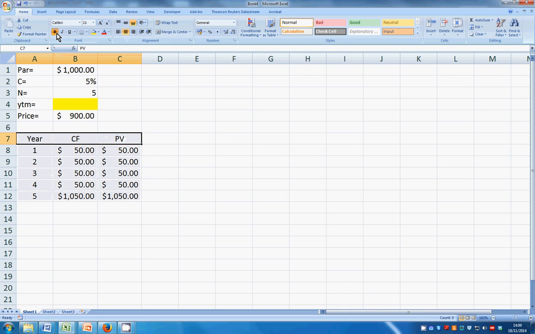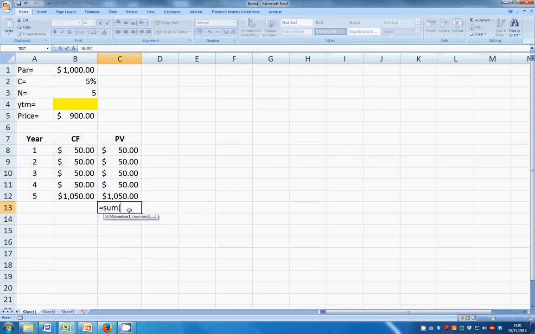Tidy this up a little bit. If I sum these together, I get the price. That would be the price there. But it's priced here as if the yield to maturity is 0, which obviously isn't plausible. So if I put a yield to maturity in here and I put it at 5%, we know what the answer is going to be. It's going to be priced at par, 1,000.